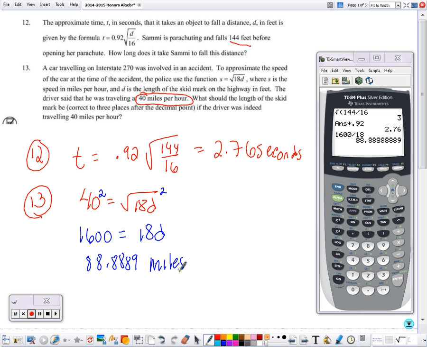No, that can't be miles. That's not right. Oh, distance is length in feet, so 88.8889 feet.